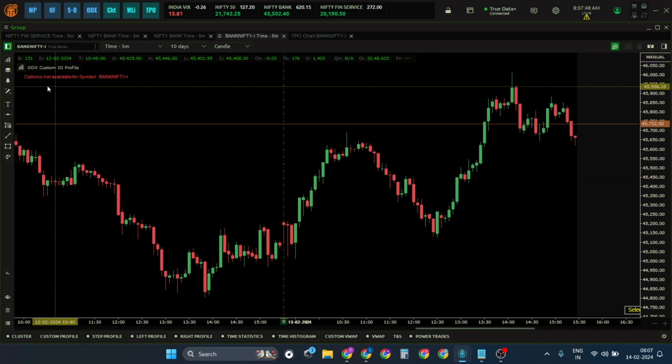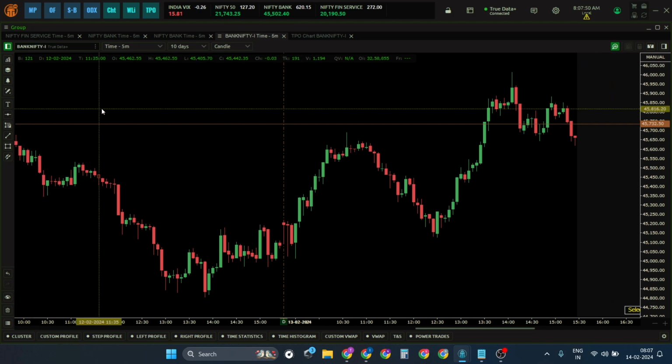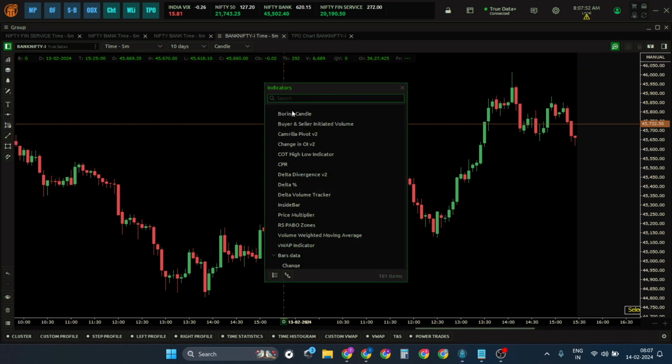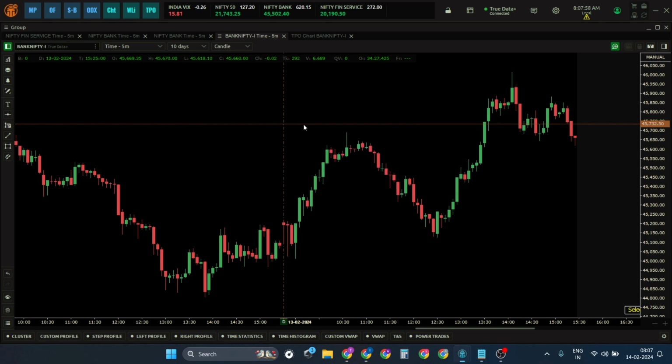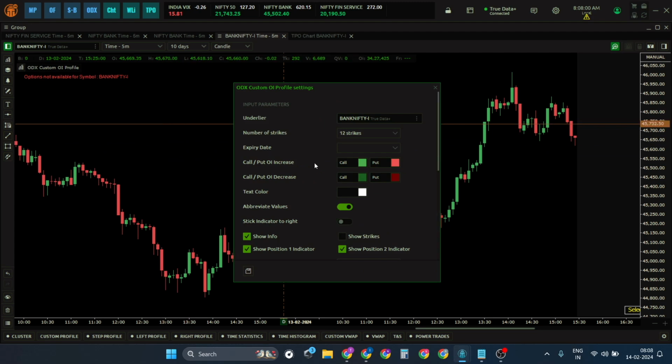Now let me remove this and apply ODX. I simply search ODX, and ODX Custom OI Profile. As soon as you apply this, you will get an error if you are applying it on the future chart. No need to worry, this is going to be fixed in the next update, because I recently had a chat with the Quantower team and they said it will be fixed in the next update.